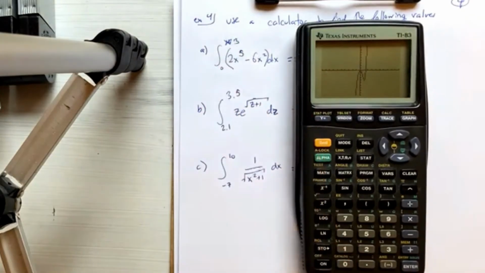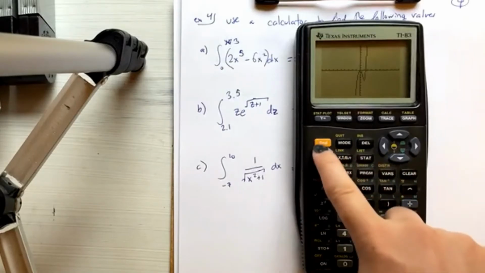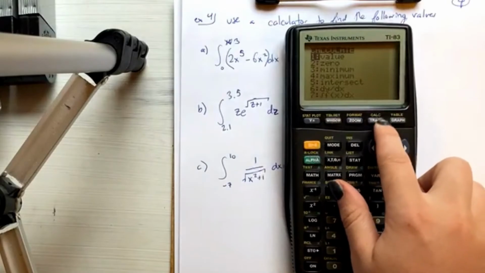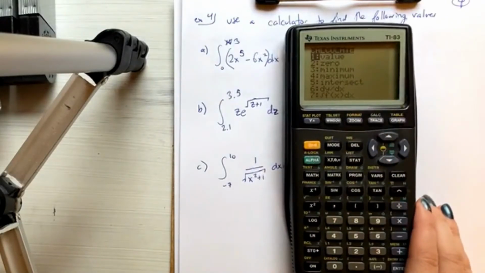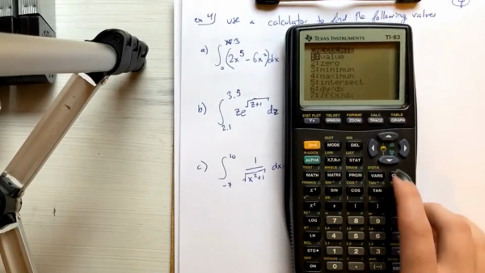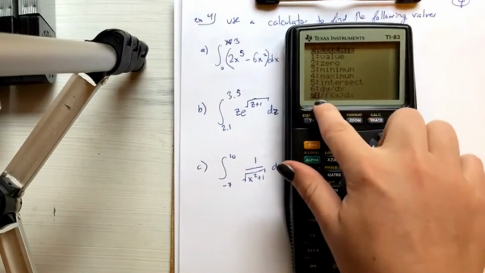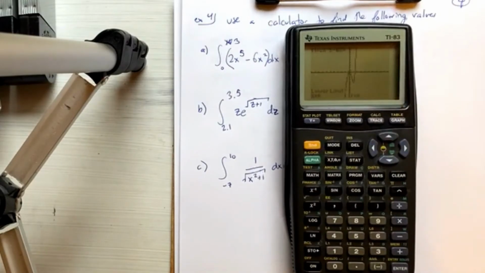All right, so we would like to calculate the integral between 0 and 3. There are our bounds. So what we're going to do is hit the second button, and up here it says calc in yellow. After you hit second and then calc, which is the trace button, we're going to get a whole bunch of options here. We want option number 7. Again, we can either scroll all the way down to 7, or you can just hit the number 7, and this is our integral function. Go ahead and hit enter.